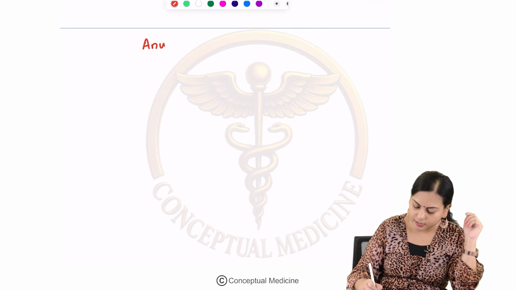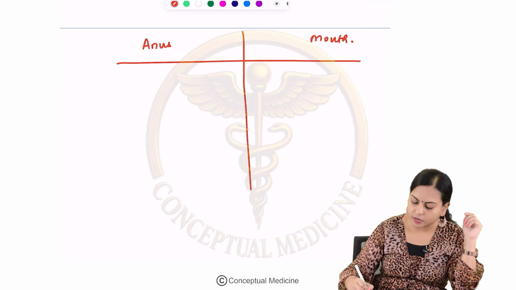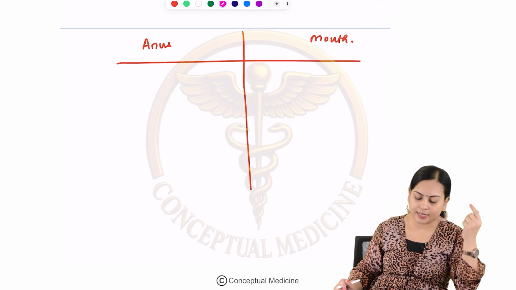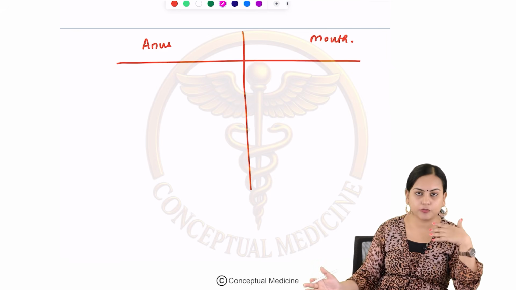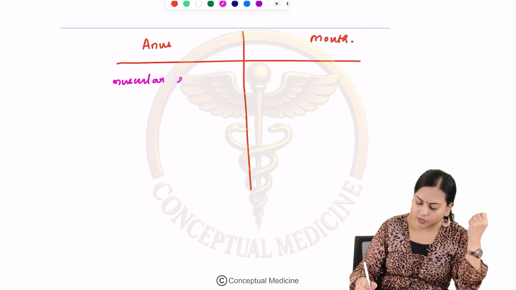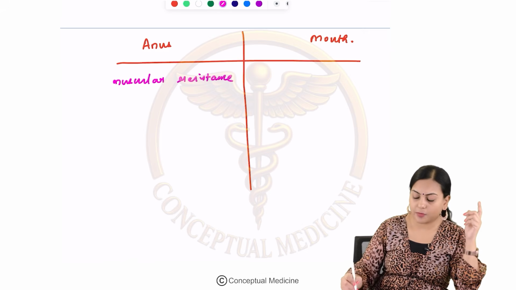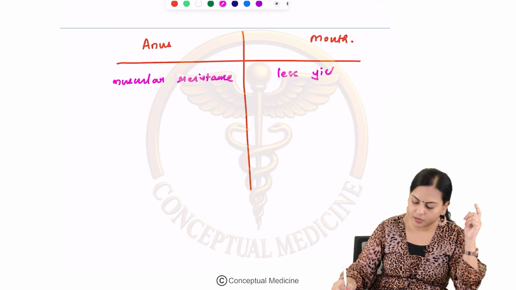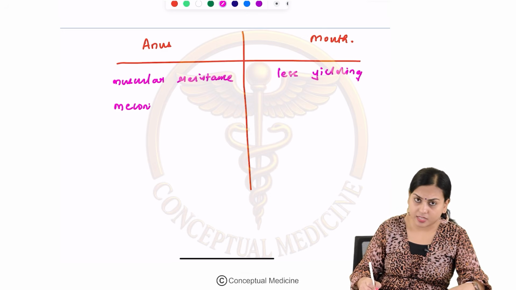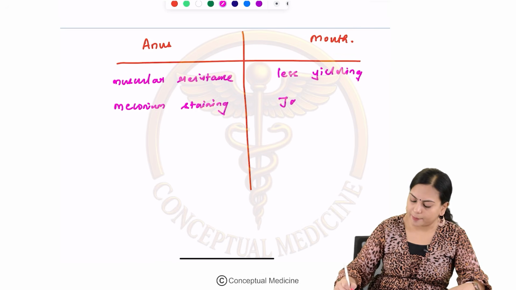So, we will see the anus and the mouth. How are we going to differentiate it? We are going to leave one finger inside the opening whichever we are feeling, and find the difference between the anus and the mouth of the baby, right? In the anus, you will be able to feel a muscular resistance, whereas the mouth is less yielding. And in the anus, there can be meconium staining, whereas in the mouth, you will be able to palpate the jaws and the palate, right?